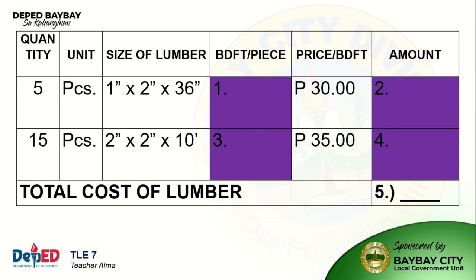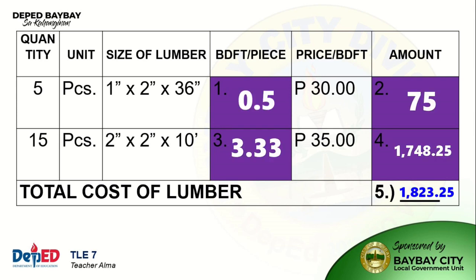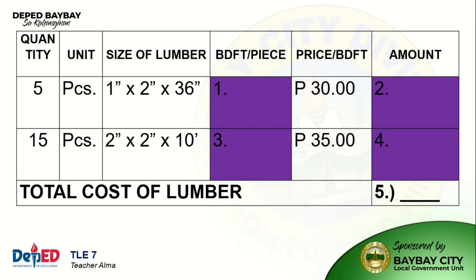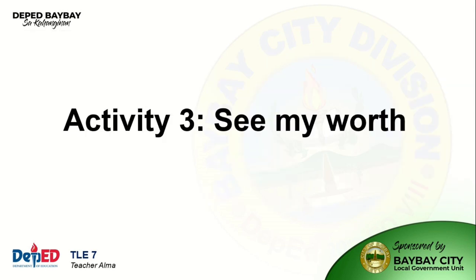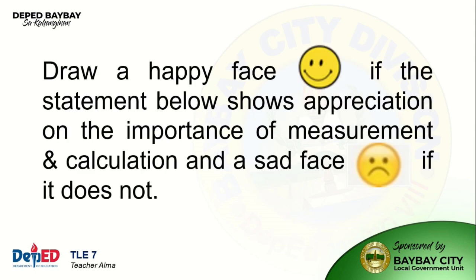Time's up. The correct answer is 1,823 and 25 cents. Now, turn your activity sheets to page 9 and go to activity 3. Your task is to draw a happy face if the statement below shows appreciation on the importance of measurement and calculation, and a sad face if it does not.